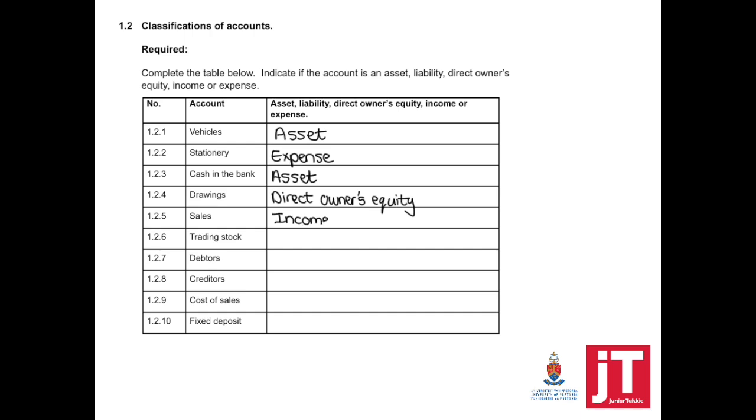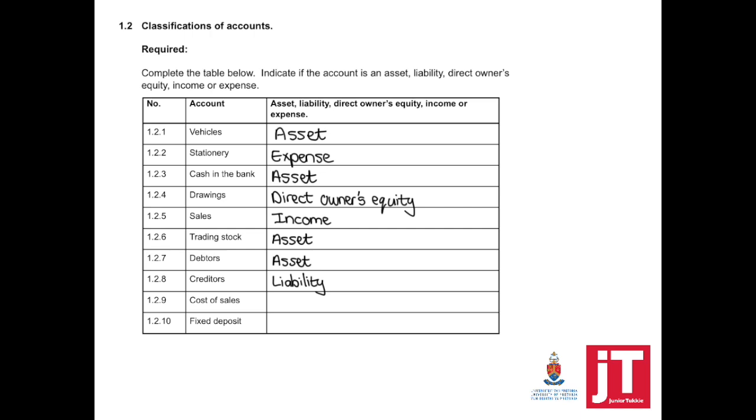Sales is income. Trading stock, which I've mentioned earlier, is that which I'm trading with. That is regarded as an asset, a current asset. As soon as I'm selling it, I'm converting that into cash. Debtors is people who owe the business money. That is a current asset. Creditors is people who the business owes money to. That's why it's regarded as a current liability.